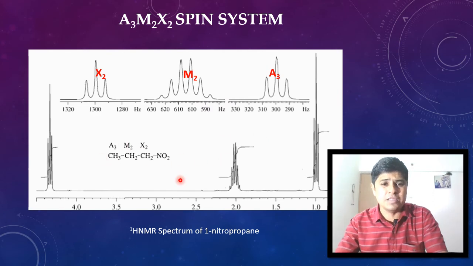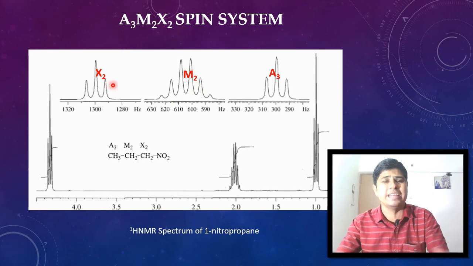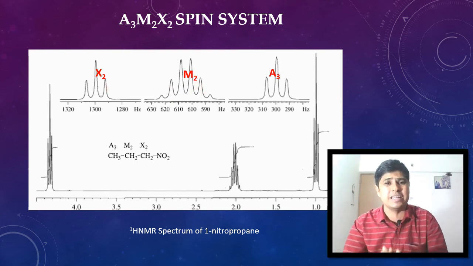As these signals are widely separated in their chemical shifts, these multiplets are widely separated in their chemical shifts. Hence we are considering these as an AMX spin system, and each group is having a different number of protons, hence this spin system will be what? A3M2X2 spin system.